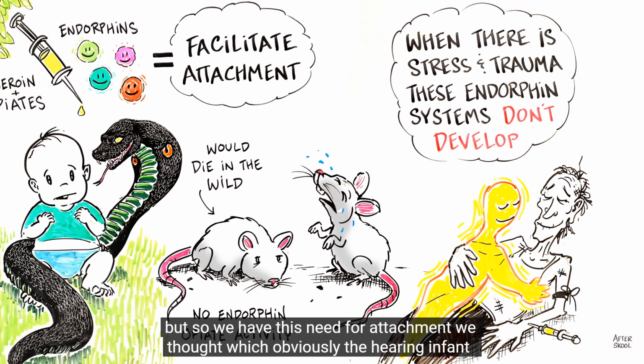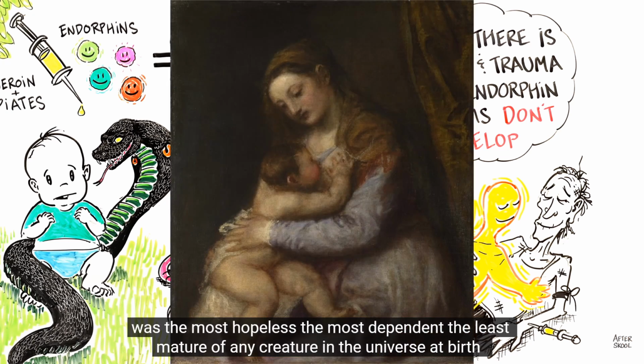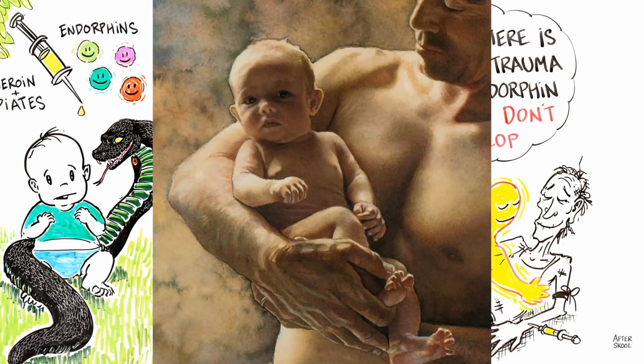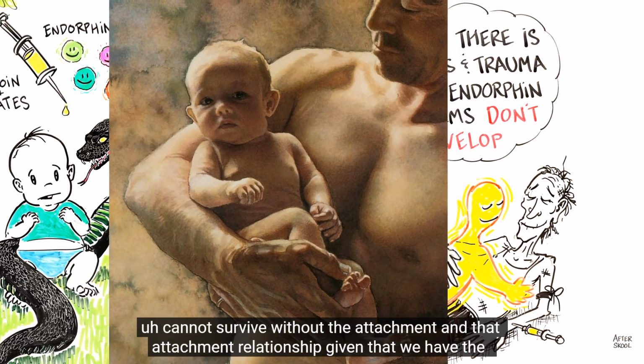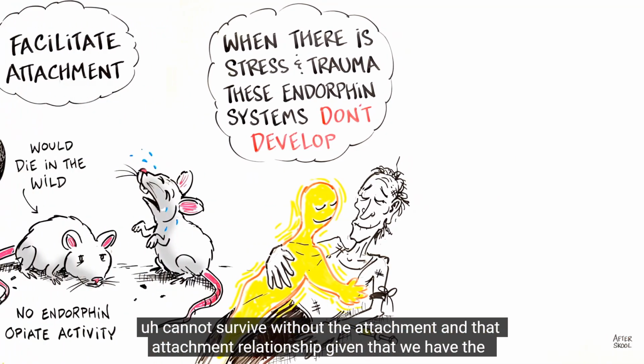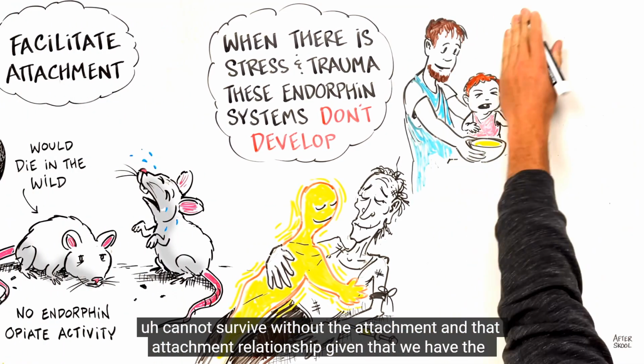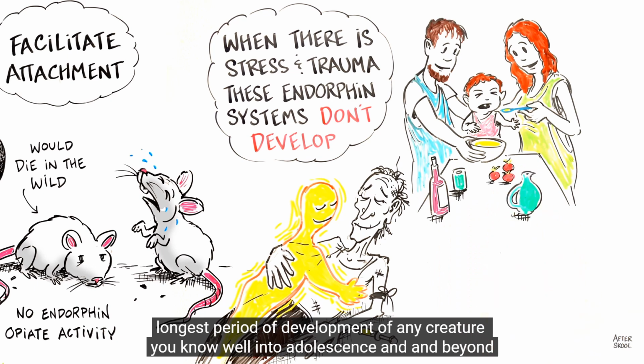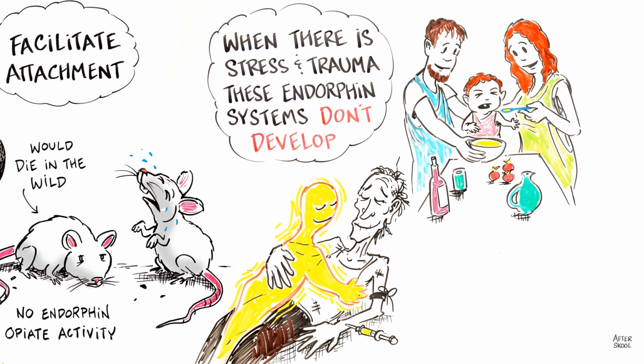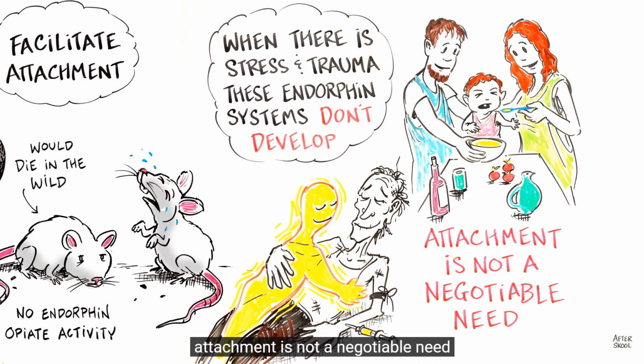But so we have this need for attachment, without which obviously the human infant, who is the most helpless, the most dependent, the least mature of any creature in the universe at birth, cannot survive without the attachment. And that attachment relationship, given that we have the longest period of development of any creature, well into adolescence and beyond, attachment is not a negotiable need.